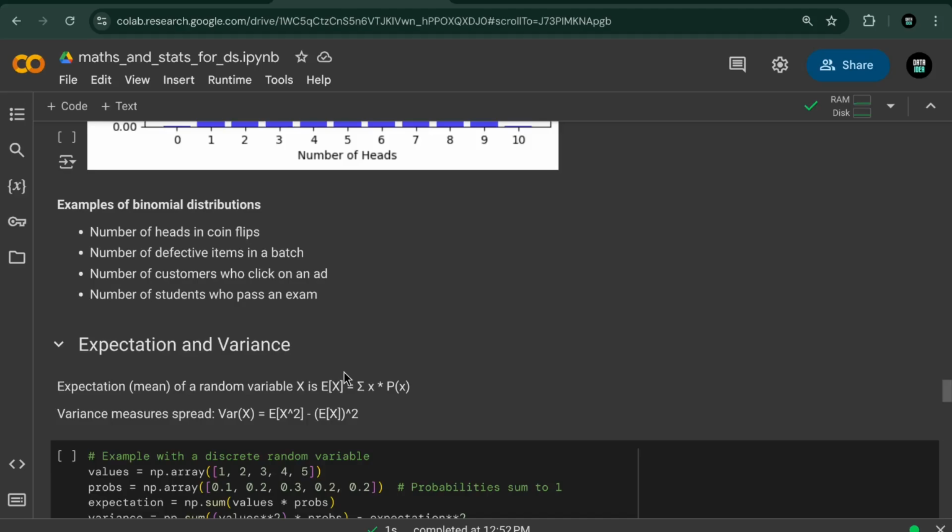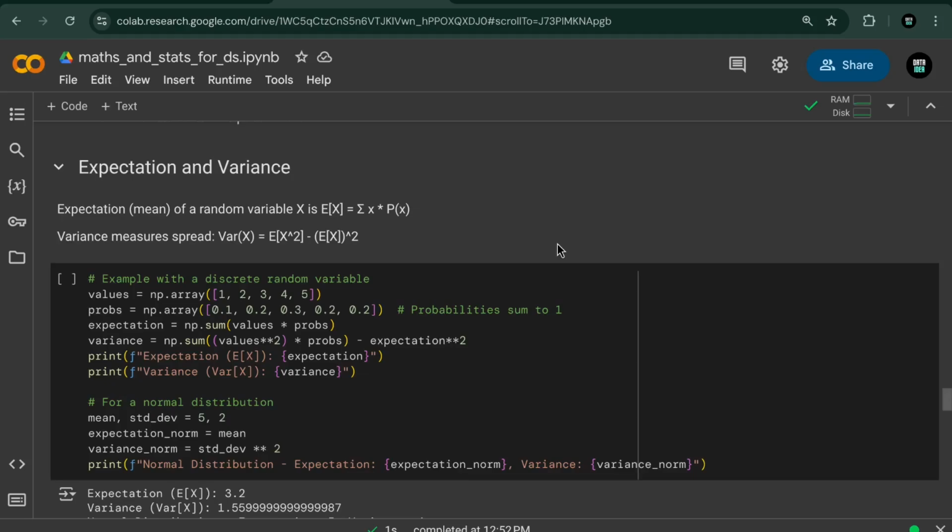Other situations where binomial distributions occur is the number of defective items in a batch of any production, the number of customers who click a given ad on YouTube, okay, this number follows a binomial distribution. The number of students that pass an exam also follows a binomial distribution.